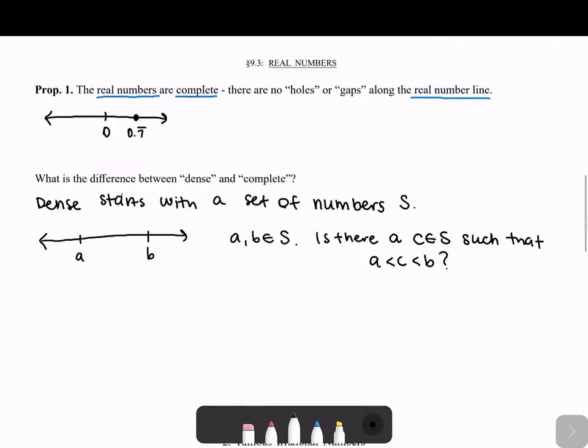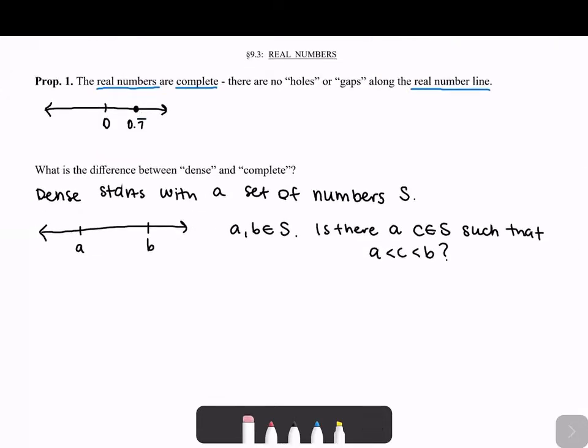So this is how we can formalize what we talk about when we say density. I don't think we talked about the quantifier, so I'm not going to write that. So this says that for any A and B in S, there is some C in S such that C is between A and B.